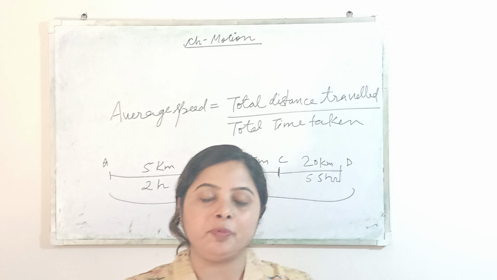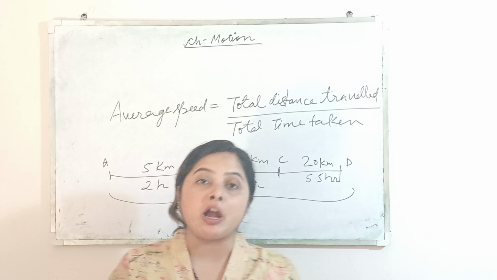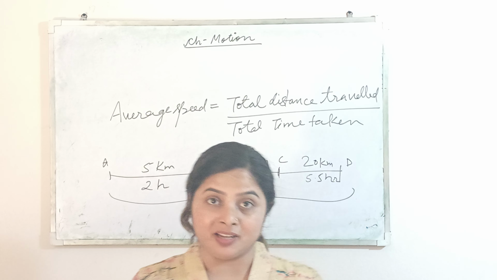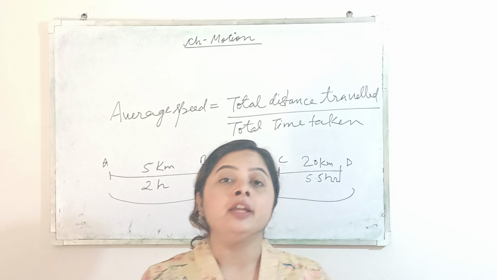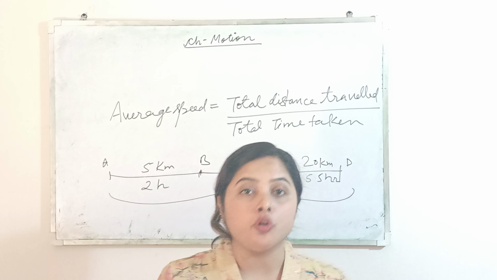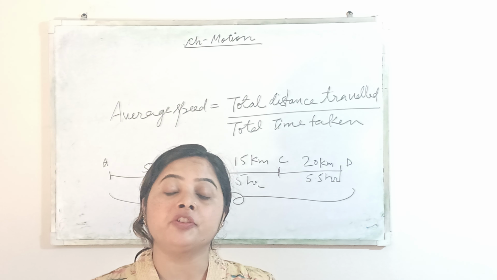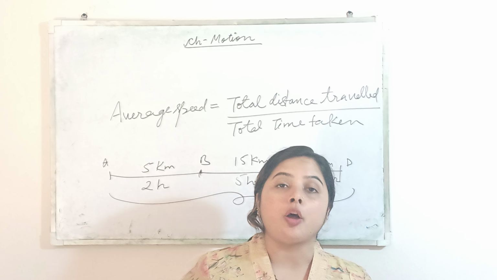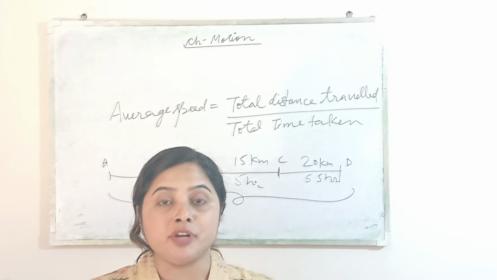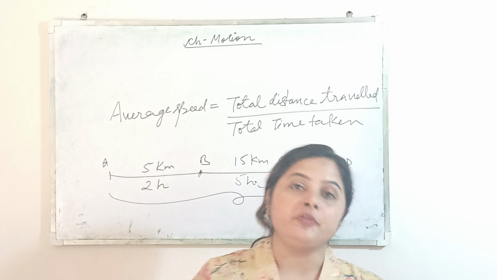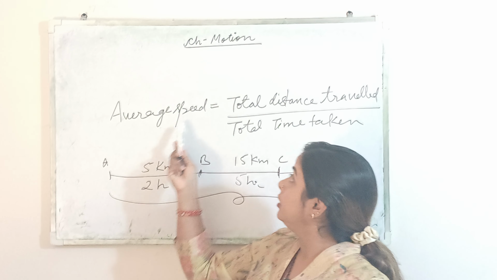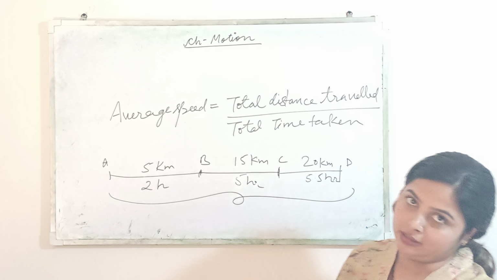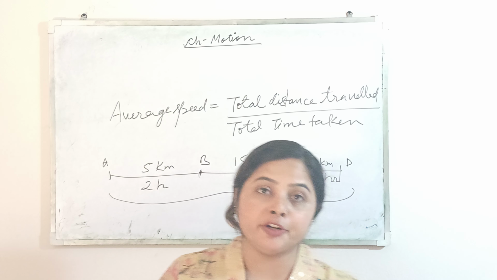Why do we calculate average speed? Because when we move on a crowded road or a busy area, we apply brakes on our vehicles, and in that case the speed does not remain constant. Then how can we calculate the speed of the object? The speed of the object can be calculated by calculating average speed. In that case, we have to take total distance traveled divided by total time taken. Clear? I hope this is clear to you.